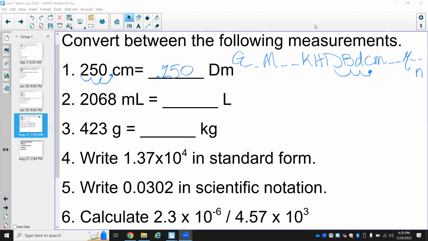Doing the same thing for the next one. We have milliliters to liters. Notice that liters is a single letter. It does not have a prefix. So that is a base unit. So we're going from milli to the base unit. So that would be 1, 2, 3 spaces to the left. So 3 spaces to the left would be 2.068. I'm going to change this next example because I realized I had it moving 3 spaces as well.